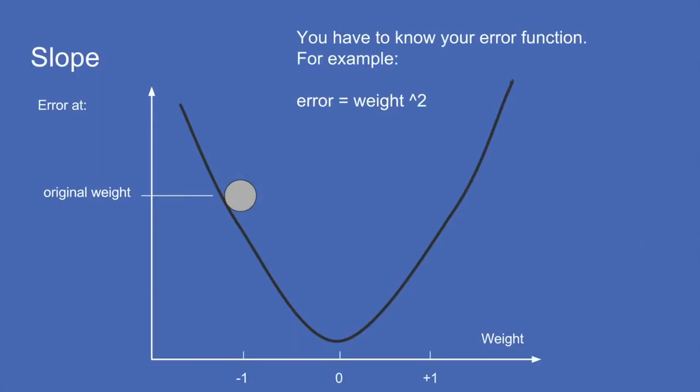Now to do this, you have to know what your error function is. So assume we had an error function that was the square of the weight, and you can see that our weight is right at -1. So the first thing we do is we take the derivative, change in error divided by change in weight, dE/dw. The derivative of weight squared is 2 times the weight. And so we plug in our weight of -1, and we get a slope, dE/dw, of -2.